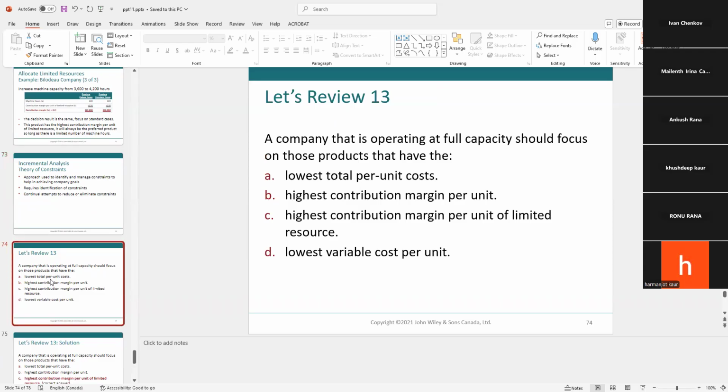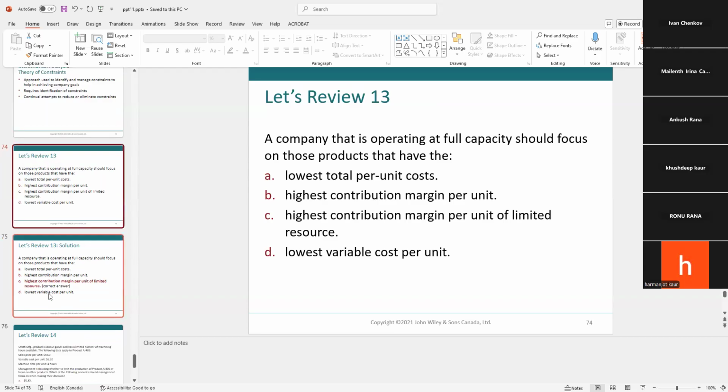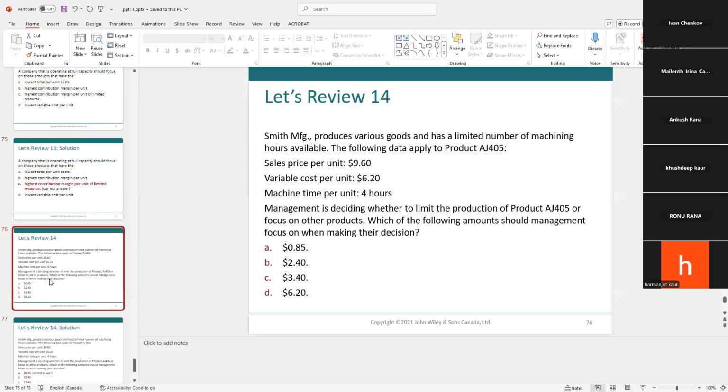Let's see this question and how you're going to respond to this question. Professor C. Because they are shown in the slides. Right. The highest contribution margin per the limited resource. That's exactly what we have to focus on. Let's do one question then.